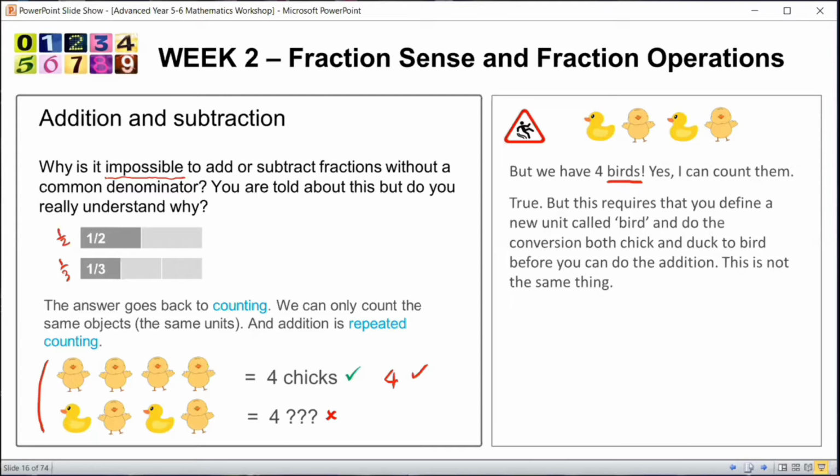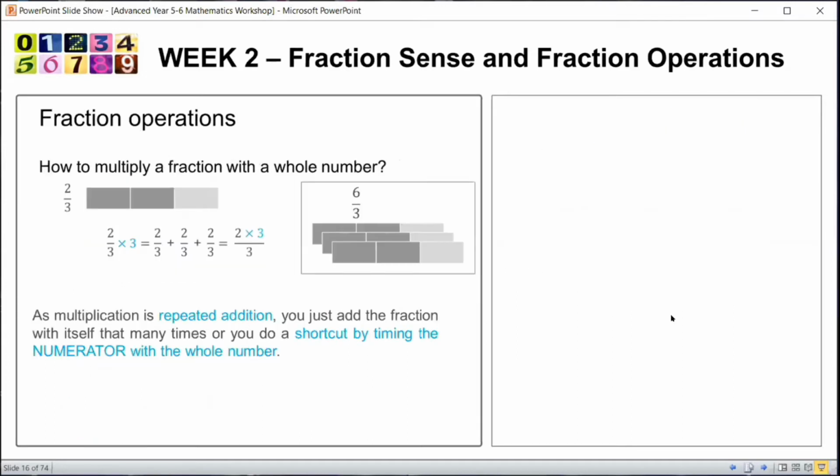So this is not quite math. This is kind of science, you know. So that's what it is. What I want you to remember is that you cannot add or subtract things that are not the same kind of thing. You can't do that. All right, so we'll go to the next one. Now, how do you multiply a fraction with a whole number?